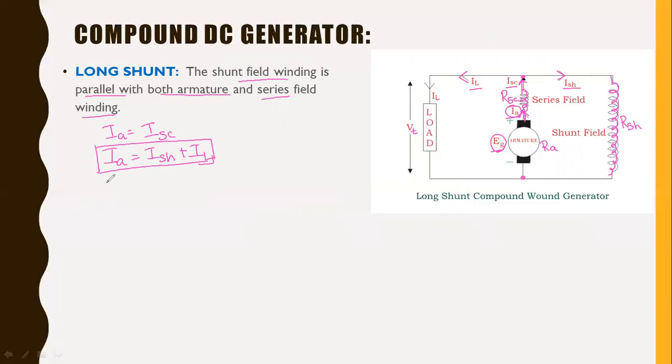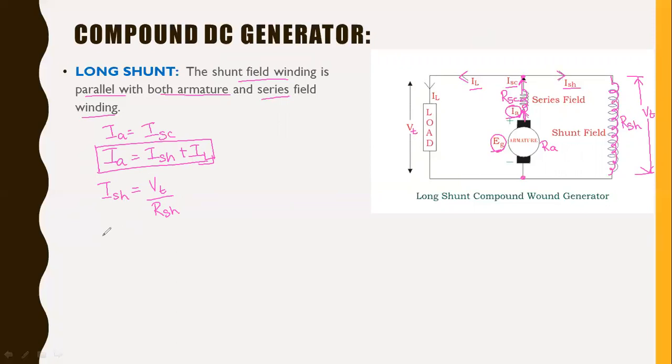Similarly, to find ISH current, ISH will be found based on the voltage across this. What is the voltage across this terminal? It's nothing but VT. So we can take VT divided by RSH, which will give us the shunt field current.